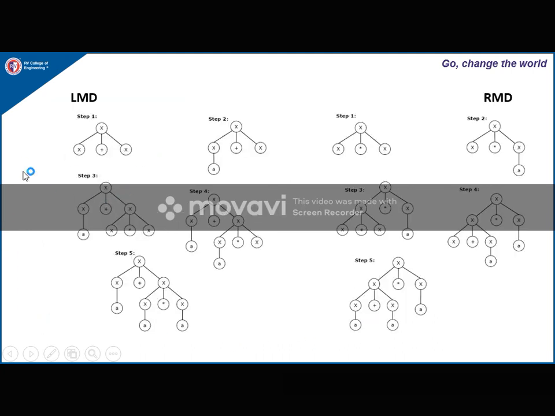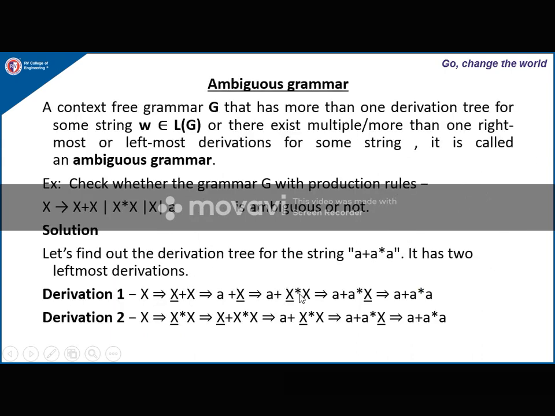So, these are the steps which we have followed. First we have replaced x derives x plus x, then this left x I replace by a, then the remaining only x, that is the leftmost x, is replaced by x star x, and for this x I replace by a, and in the next step I replace this x by a. This is my LMD. And similarly RMD is shown where each of the right side variables will be replaced first to get a terminal string.